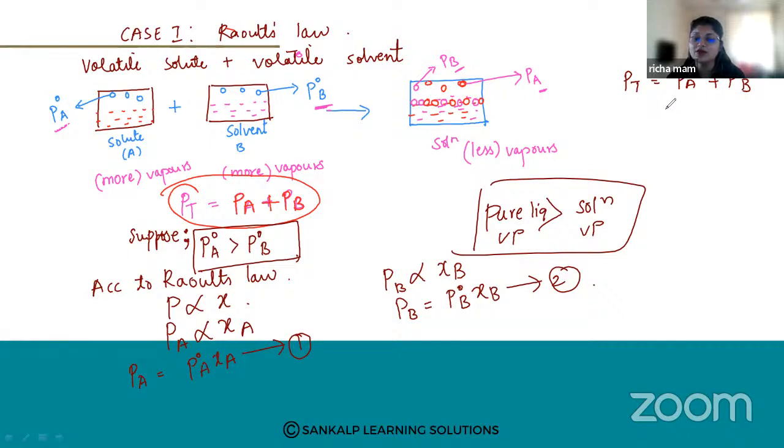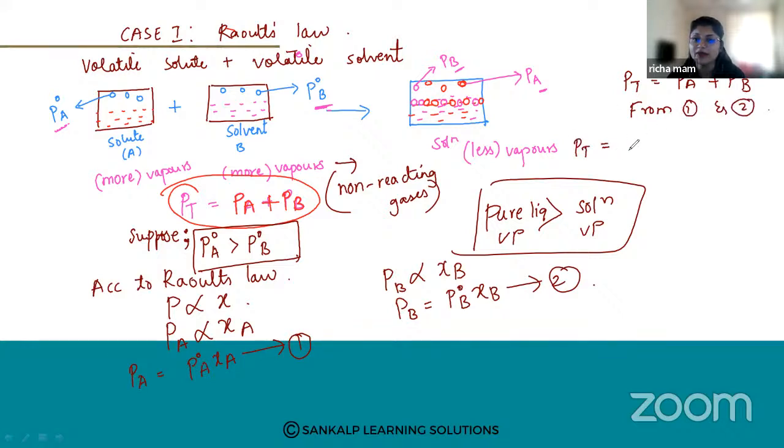Now, this Dalton's law is applicable for non-reacting gases. We apply this law only for non-reacting gases. So from P_T equals P_A plus P_B, now what we'll do? We will take equations 1 and 2. So we have two equations, 1 and 2, and we will add them here. So how will it be?